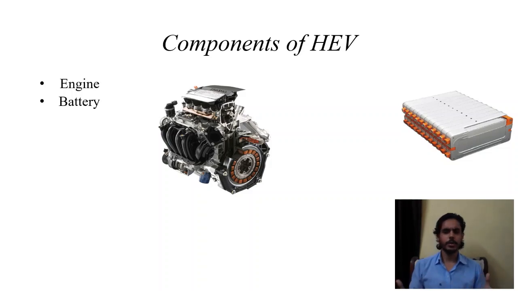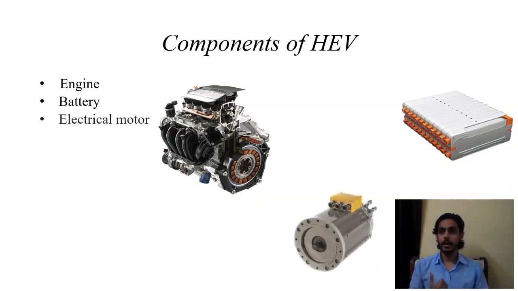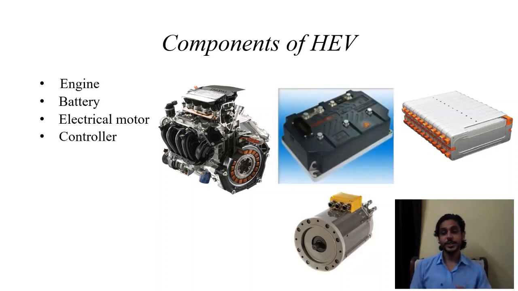It may be of lead acid type, nickel cadmium type, or lithium ion. Then we have an electric motor. It powers the vehicle at low speed and assists the gasoline engine when additional power is needed. Generally, we use BLDC type electric motors in HEVs, that is, brushless DC motors. Then we have the controller. It is used to charge the battery or supply power to the electric motor.